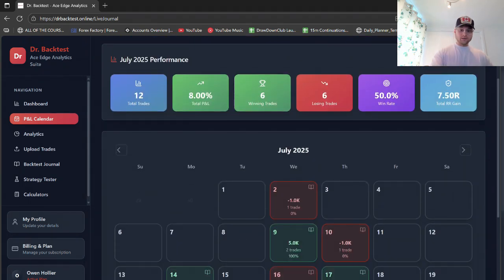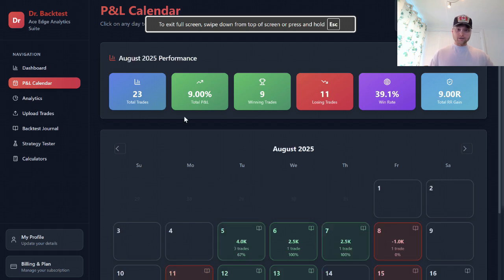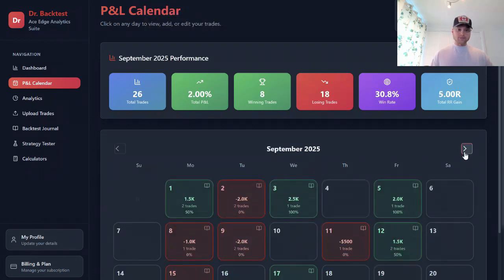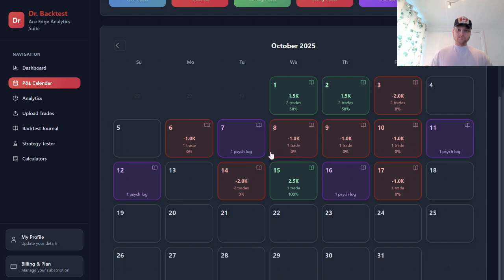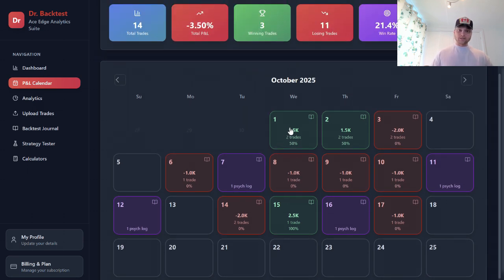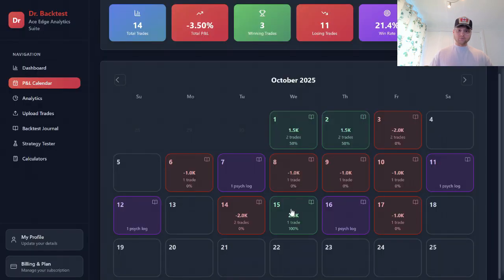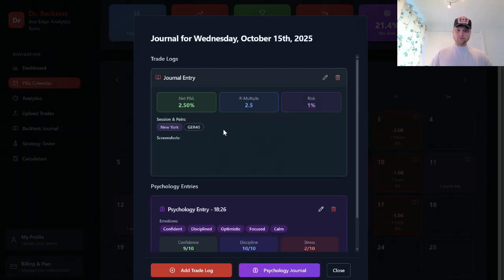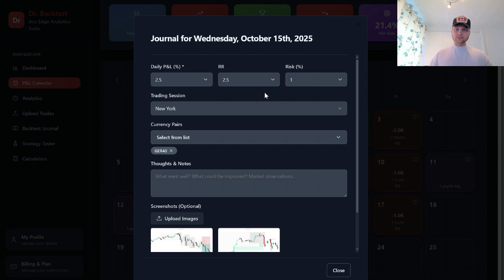Let me just full screen this. I started off in July, so 8% in July, 9% in August, 2% in September, and so far 3.5% down in October. But that's fine, that's just the way the market goes. So last week on Wednesday, let me see, where was it? Nope, not that one. Here we go. So the German DAX, I've inputted this, so 2.5%.